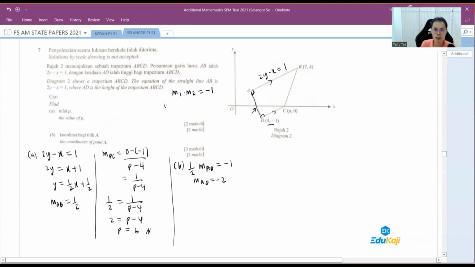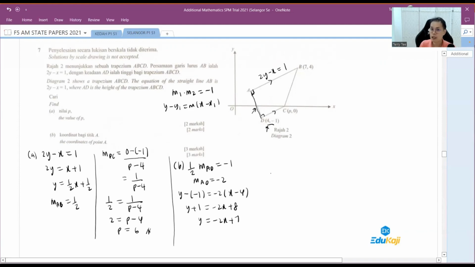If straight line AD passes through point D, we can form the equation. Here I'm going to use the formula y minus y1 equals m times x minus x1. You can also choose to use y equals mx plus c. My y1 should be a point that it passes through, which is point D. My gradient is minus 2, my x1 is 4. So y plus 1 is minus 2x plus 8. Bring it over: y equals minus 2x plus 7. Yep, this is your equation.